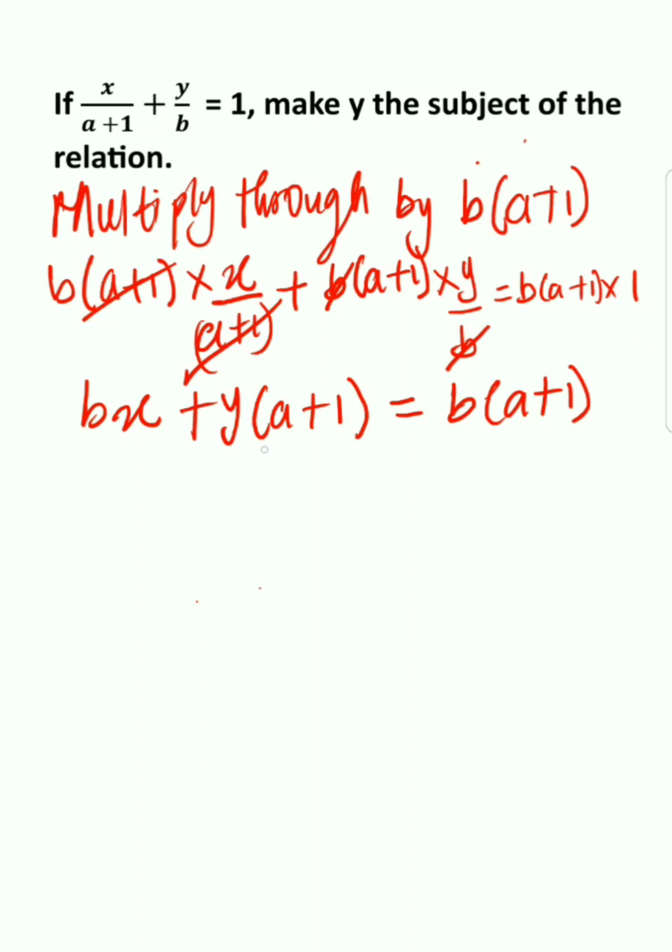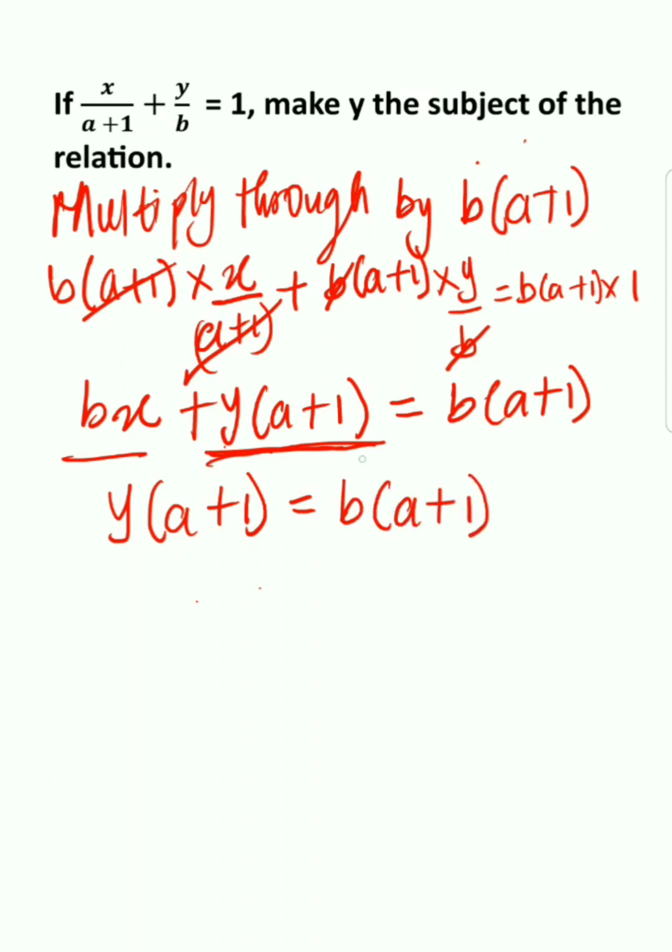And so we want to make y the subject. So this is the only term in y, and the coefficient of y alone here is a + 1. We can see that there is no y on any other side apart from just this point. So we can easily take bx to the right hand side. So we have y into (a + 1) equals b into (a + 1), take bx to the right hand side, becomes minus bx. And so the coefficient of y is a + 1.